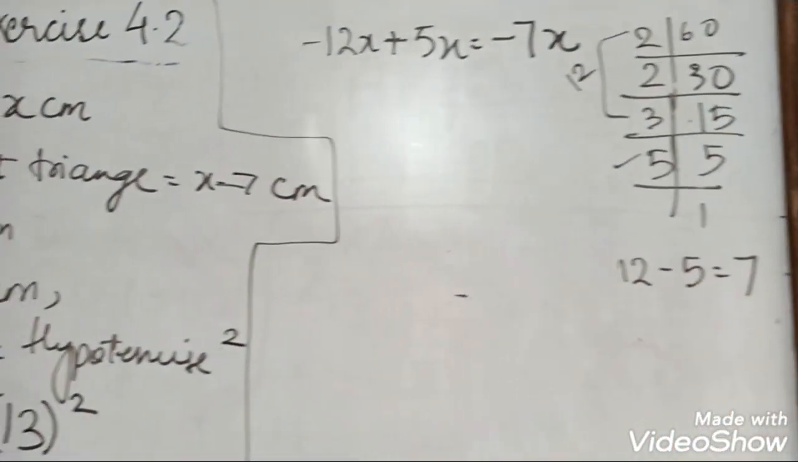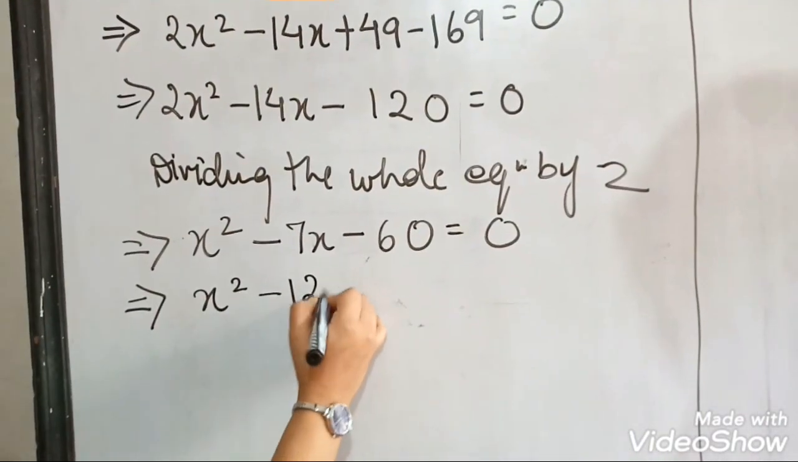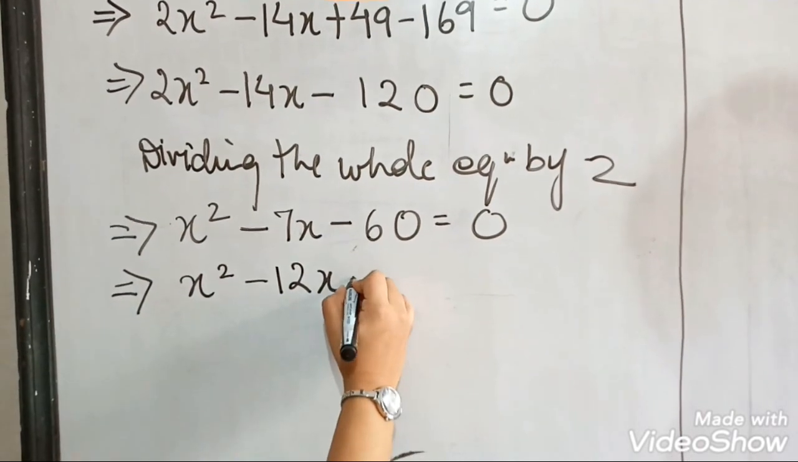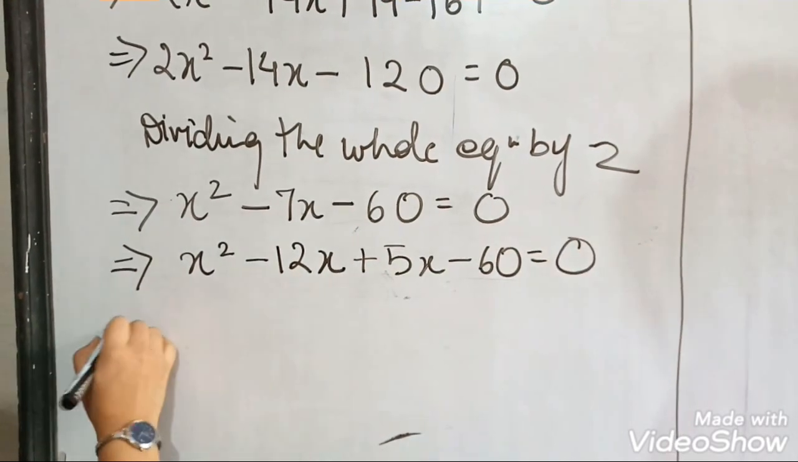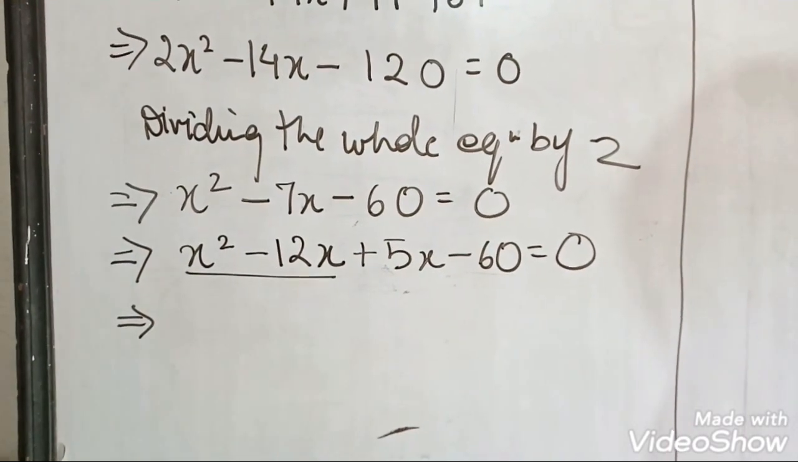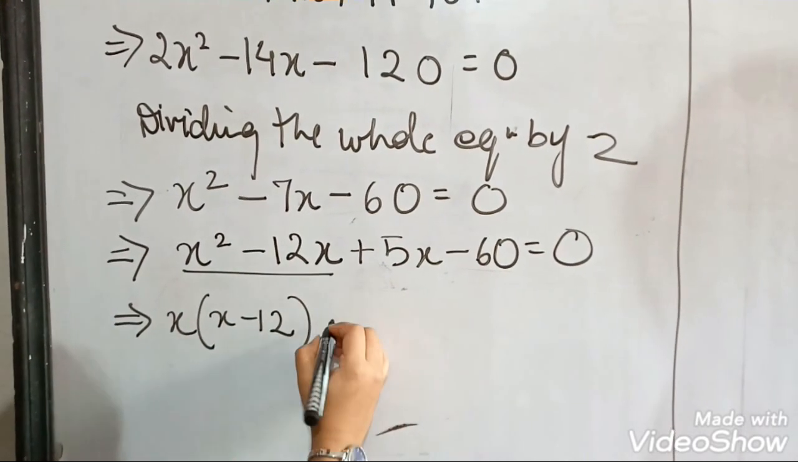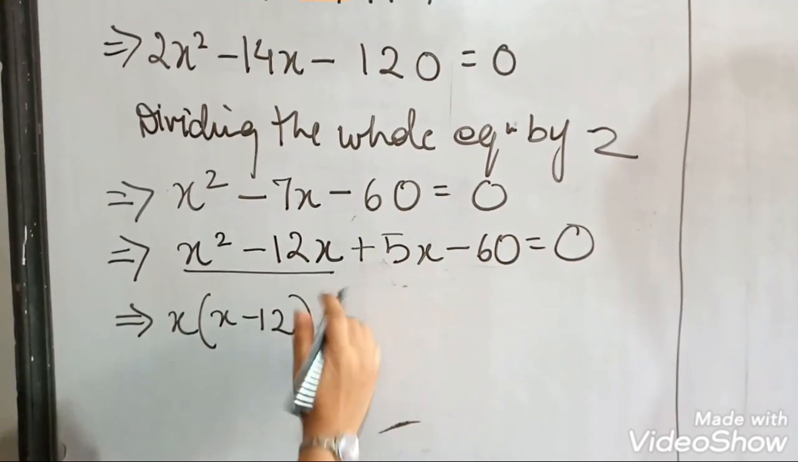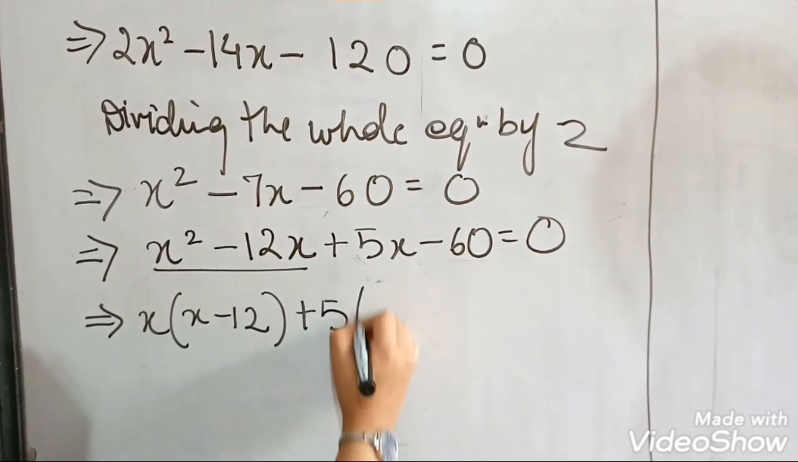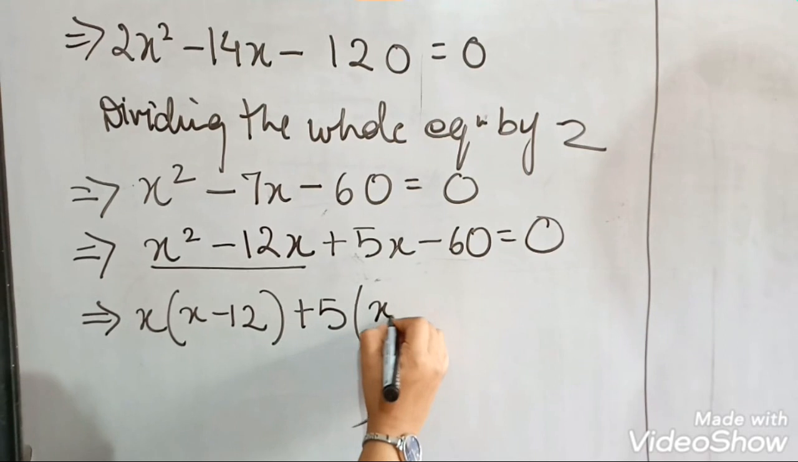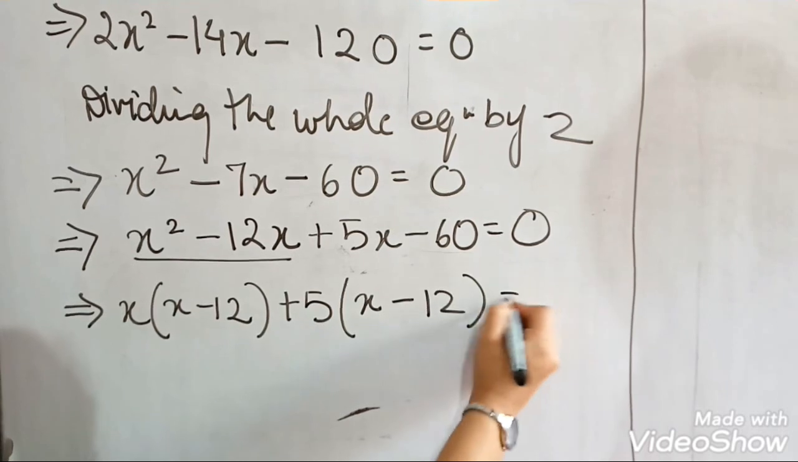So let us start with this by splitting the middle term. This goes as x square minus 12x plus 5x minus 60 equals 0. Now let us see the first two terms together. x can be taken out as common. We are left with x minus 12. Now over here I am taking out plus 5 common since we do not have x over here. So this will be plus 5. This will go as x minus 12, 5 12s is 60, equals 0.